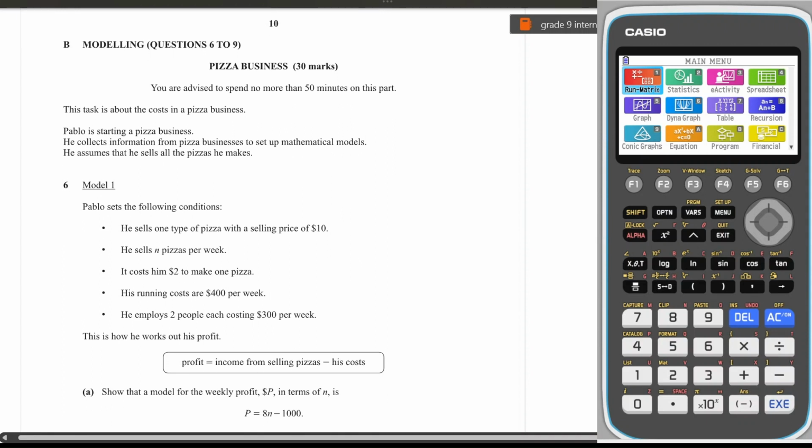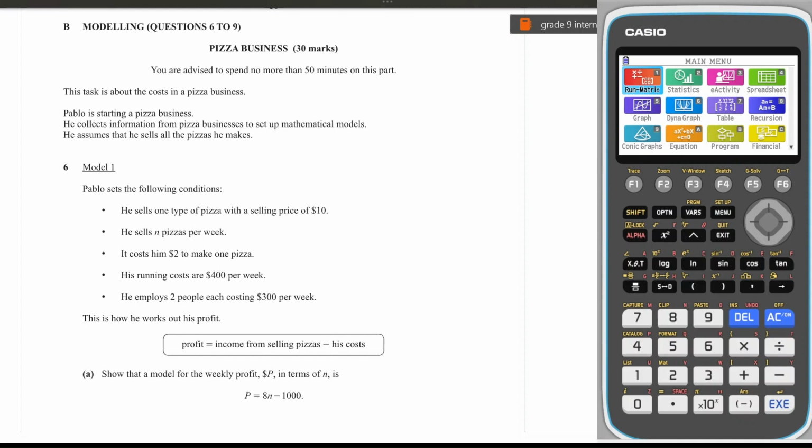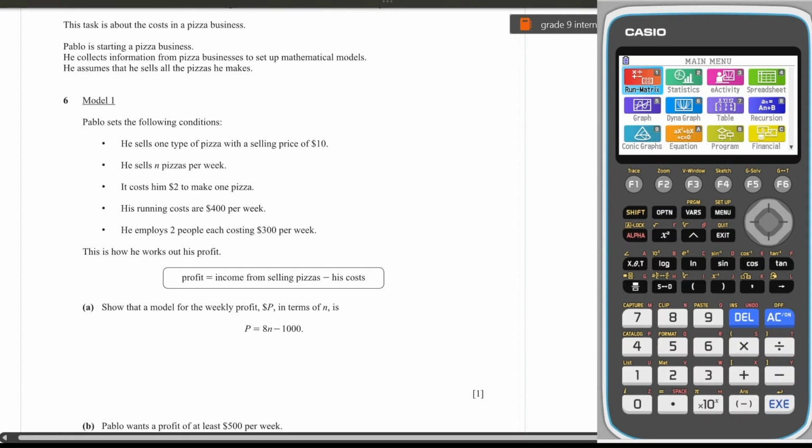The task is about the cost in a pizza business. Pablo is starting a pizza business. He collects information from pizza businesses to set up mathematical models. He assumes that he sells all the pizzas he makes. So the first model is he sells one type of pizza with a selling price of $10. He sells n pizzas per week. It costs him $2 to make one pizza. His running costs are $400 per week. He employs 2 people each costing $300 per week.